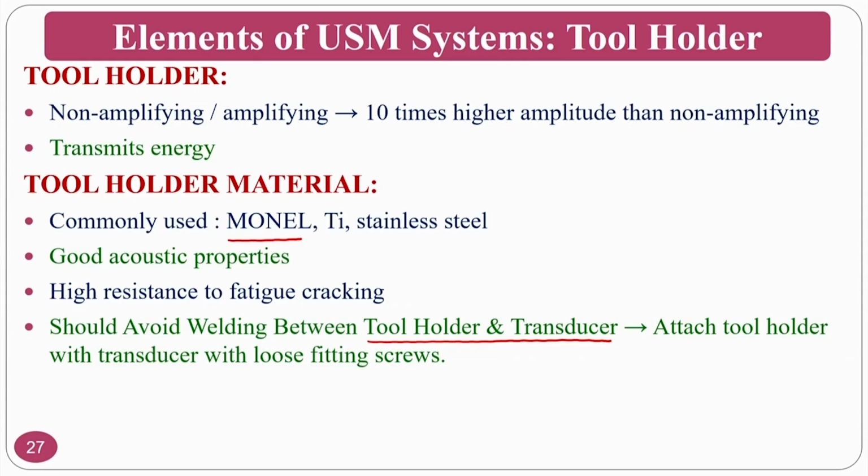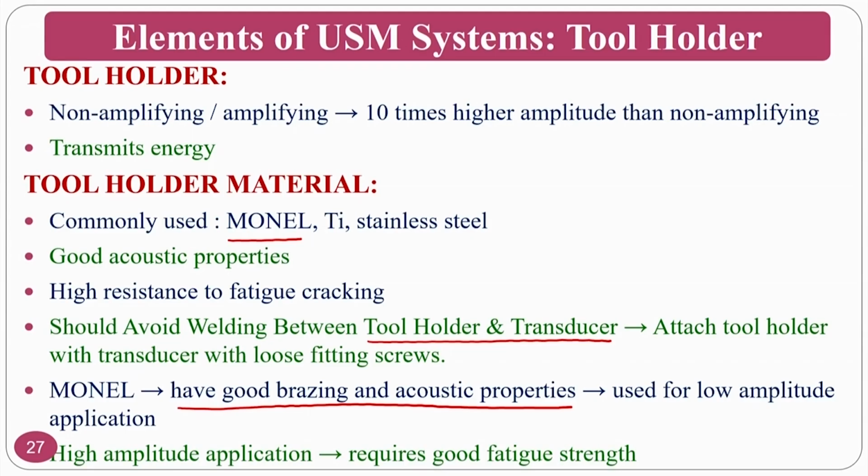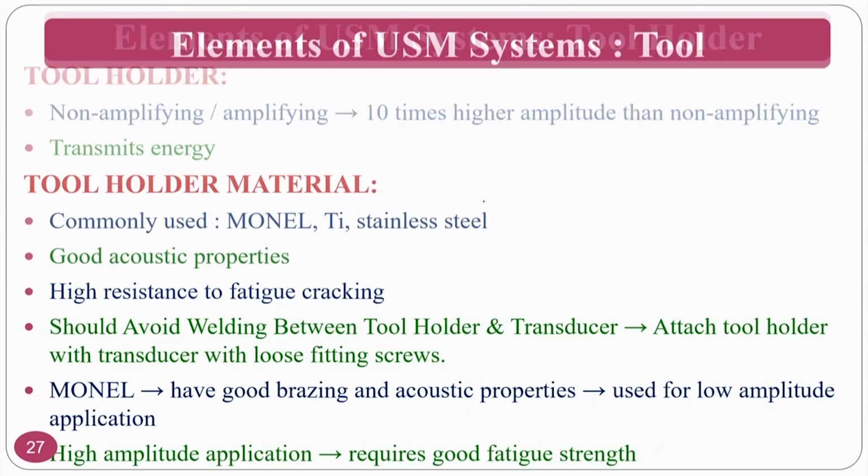Okay. So, the tool holder and transducer are there. The transducer gives some vibrations, and according to that the tool holder will move. Monel has good brazing and acoustic properties, that is why it is mostly used in the ultrasonic machining process, and at the same time it is used for low amplitude applications only. High amplitude applications require good fatigue strength and other things.